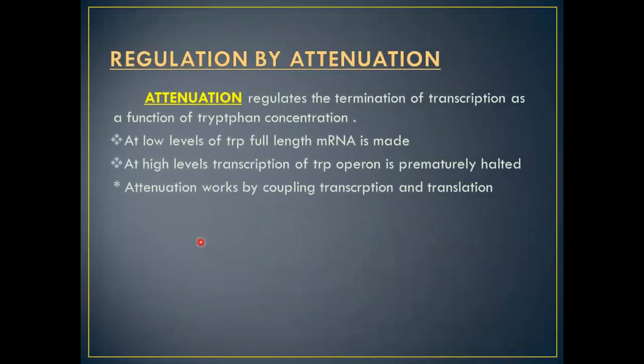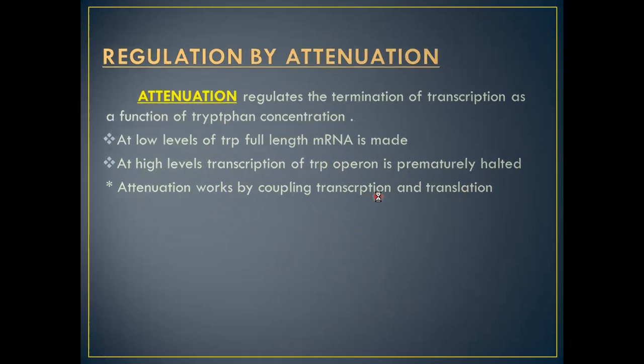Regulation by attenuation. Attenuation regulates the termination of transcription as a function of tryptophan concentration. At low levels of tryptophan, full-length mRNA is made, whereas at high levels, transcription of the TRP operon is prematurely halted. Attenuation works by coupling transcription and translation.